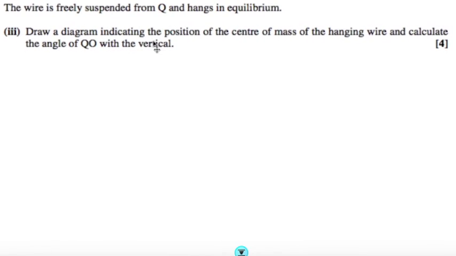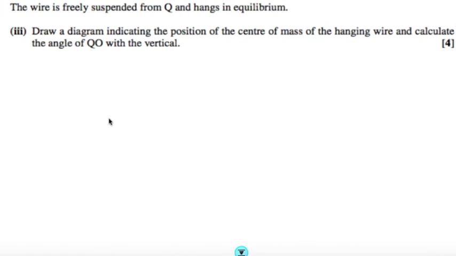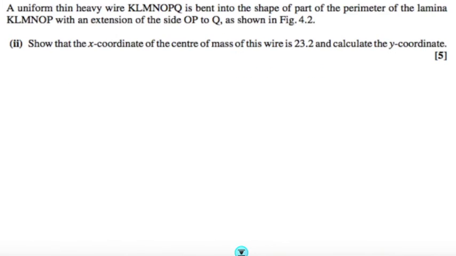Right, the wire is freely suspended from Q and hangs in equilibrium. Draw a diagram indicating the position of the centre of mass of the hanging wire and calculate the angle of QA with the vertical. Right.